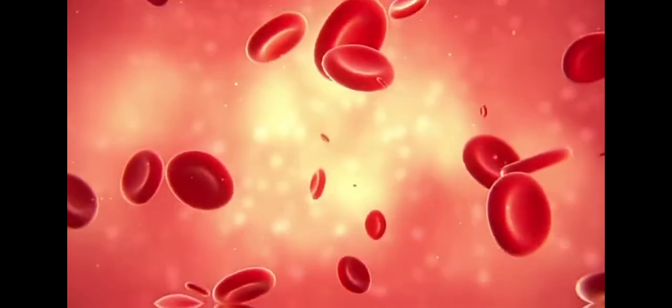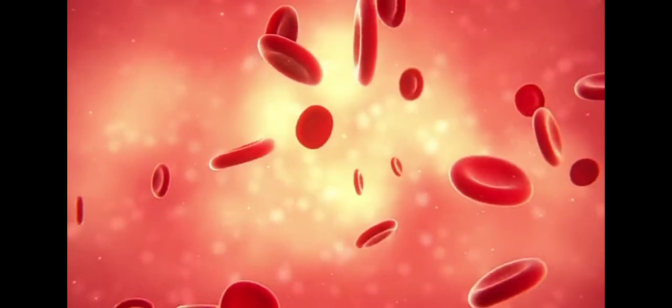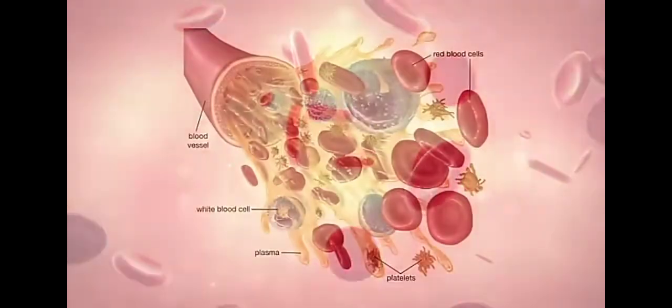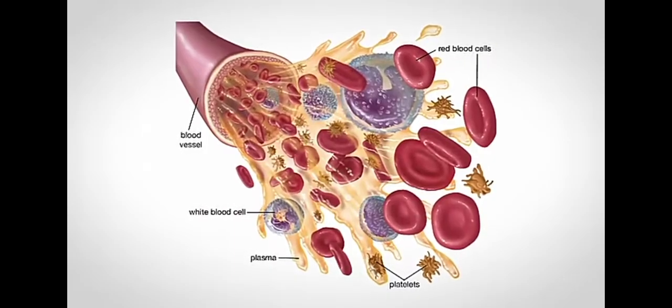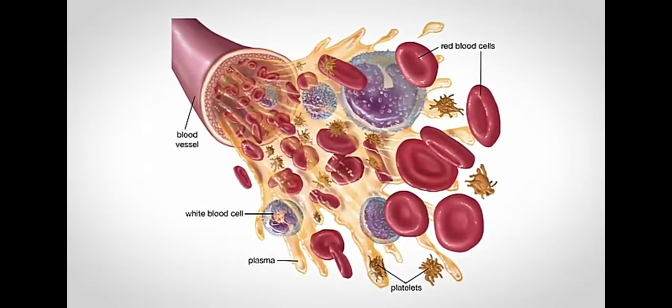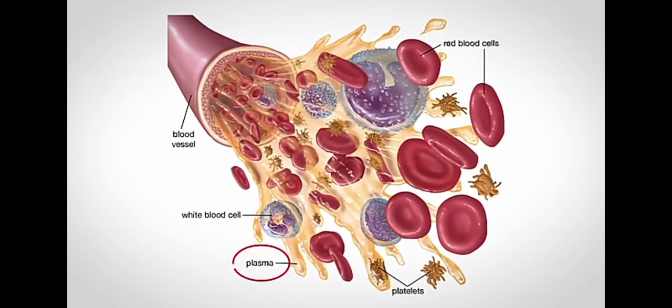So let's start by talking about what blood is and some of its amazing main functions, and then we can get into how blood is made. Blood is actually a liquid connective tissue because, like other connective tissues, blood is composed of cells suspended in an extracellular matrix. It just so happens that the extracellular matrix of blood is a liquid that we call plasma.